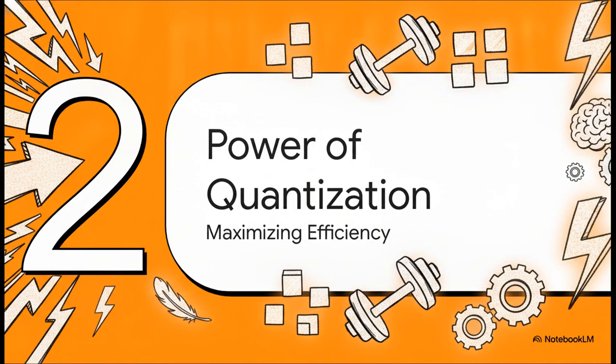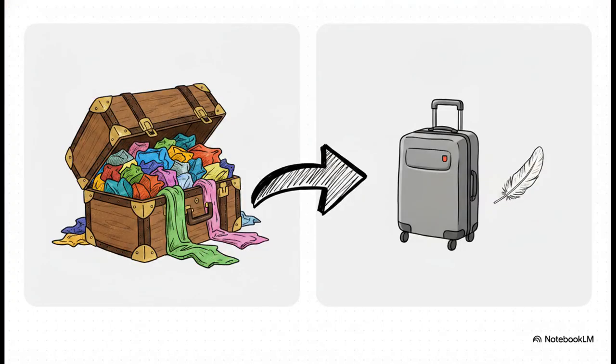Section 2. The power of quantization. Let's use a suitcase analogy to explain this quantization process. Moving from the standard 16-bit precision to this NVFP4 format is like taking a massive, overflowing trunk of clothes and brilliantly vacuum sealing it. You are packing the exact same amount of meaning and performance into a much smaller, much lighter carry-on bag. It takes up a fraction of the space and memory footprint on your GPUs. This compression is exactly what transforms a conceptually powerful model into a deployable reality for teams that don't have infinite server racks lying around.